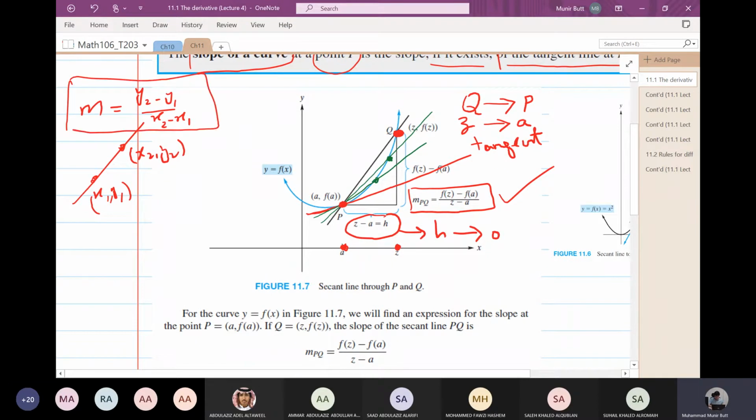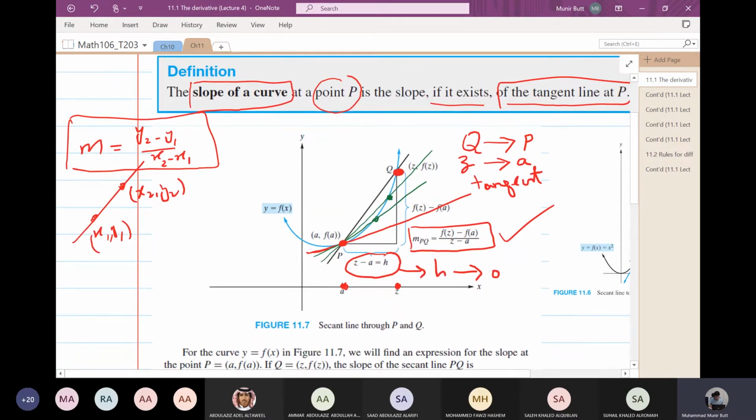So what do we conclude? We conclude that the slope of this curve, in blue now, has become the slope of this tangent, and this is what we want. You see, we say that the slope of the curve at the point P, if it exists, is the slope of the tangent at P, and we have achieved it. So what is the formula?